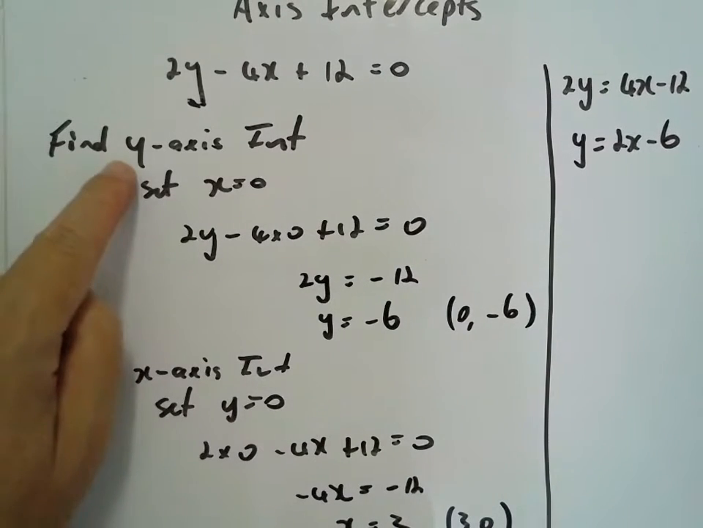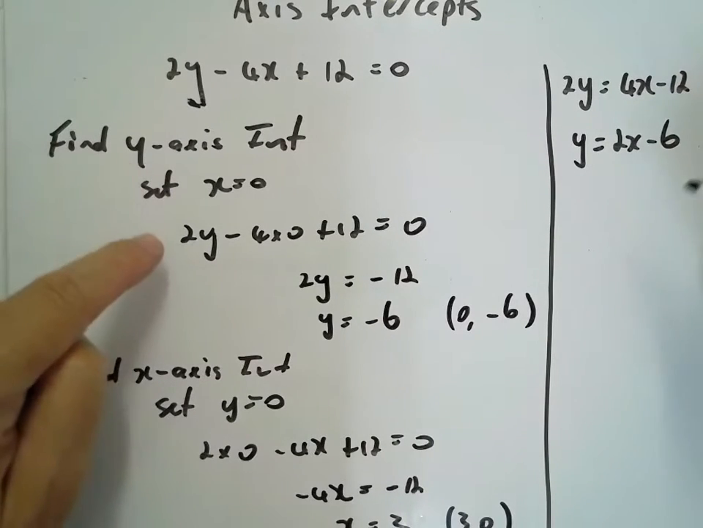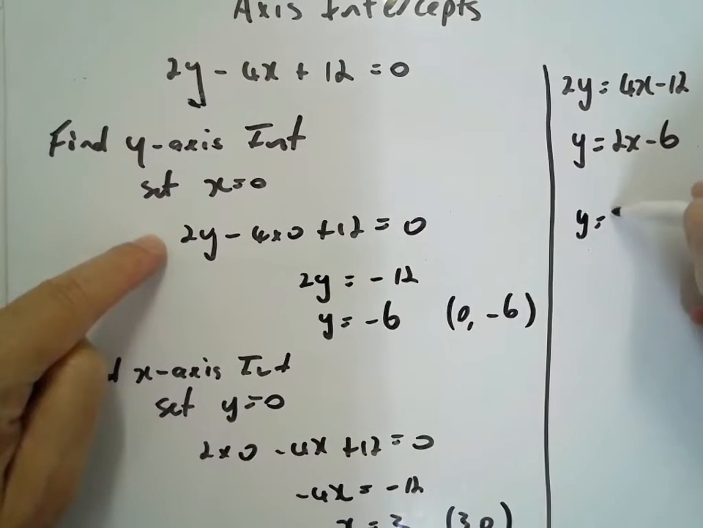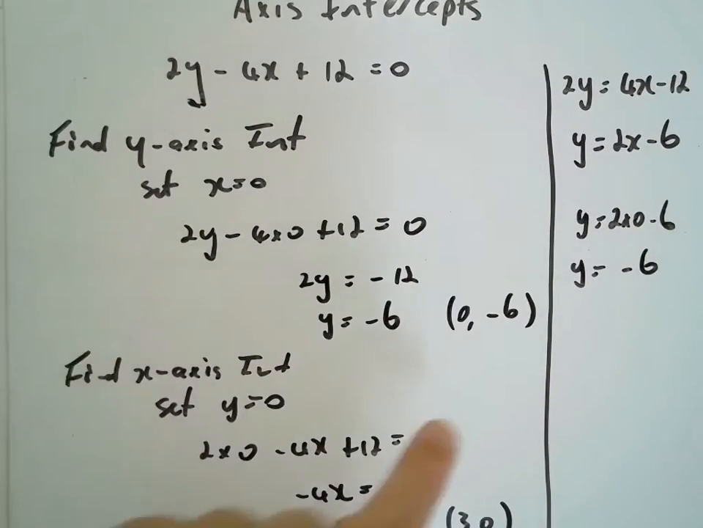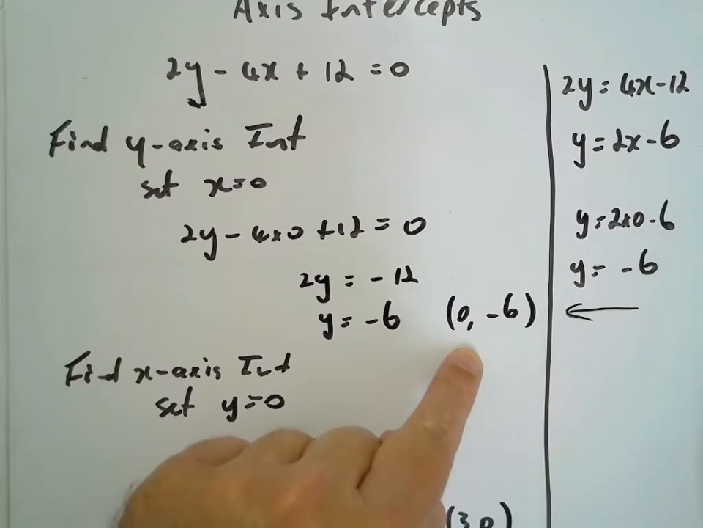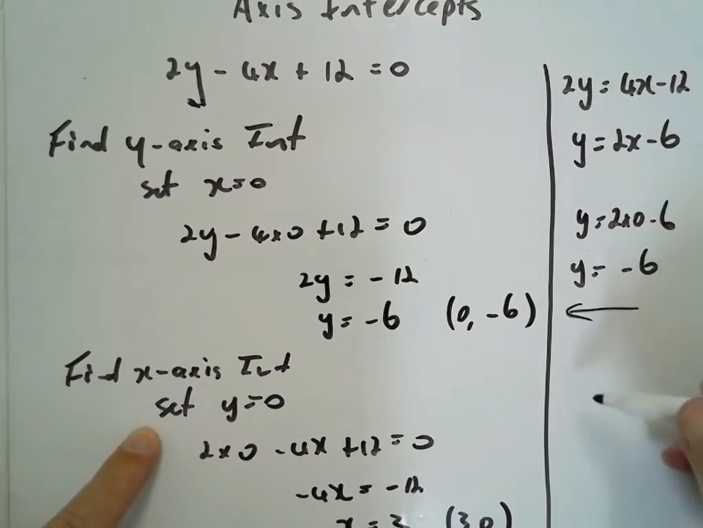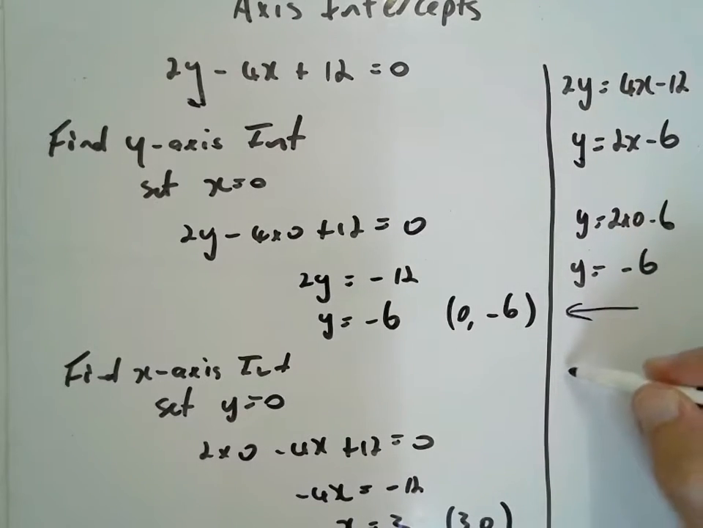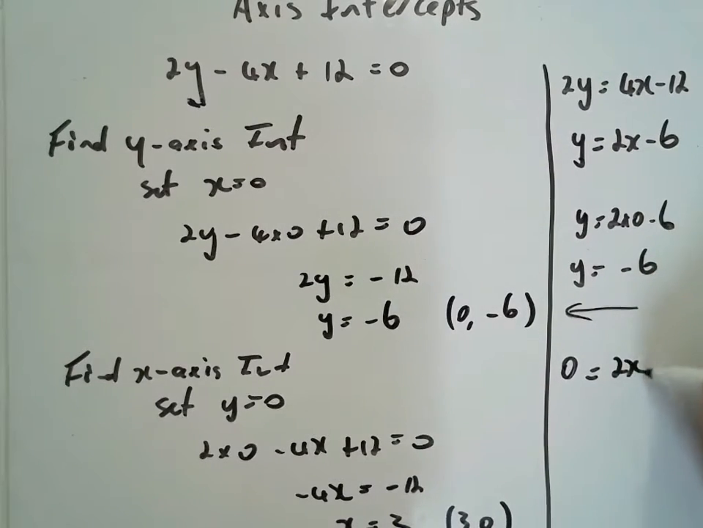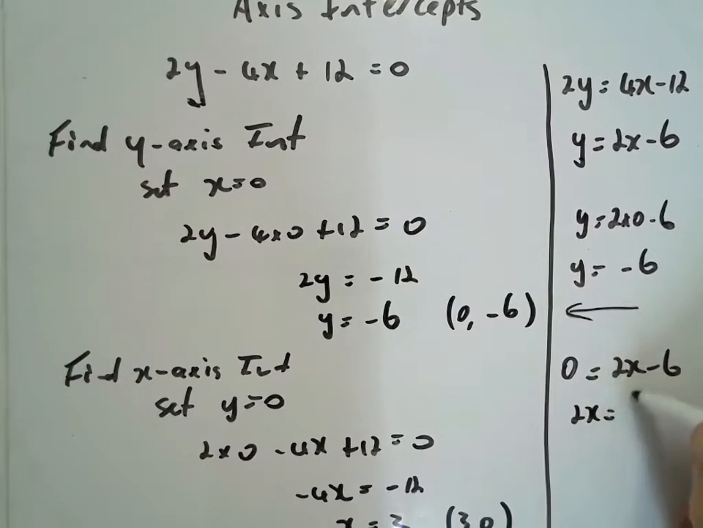Same scenario. Find the y-axis intercept by setting x equal to 0. So by the same function, I'm going to get y equals 2 times 0 minus 6. y equals minus 6, which is this point here, 0, minus 6. So that gets me that answer. When we find our x-axis intercept, we're setting y equal to 0. So this y is going to be 0. 2x minus 6, throw the 6 on the other side, x equals 3, that gets me that one.